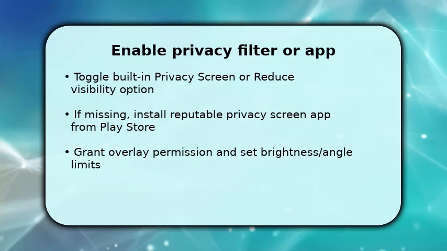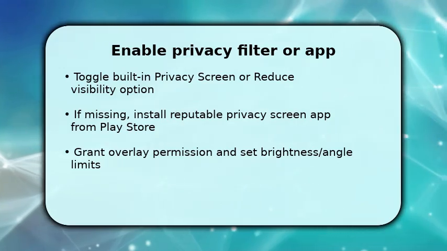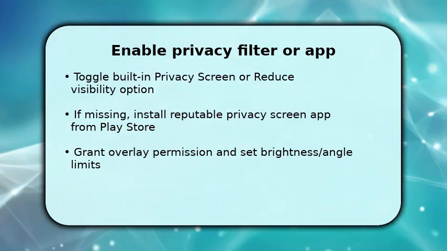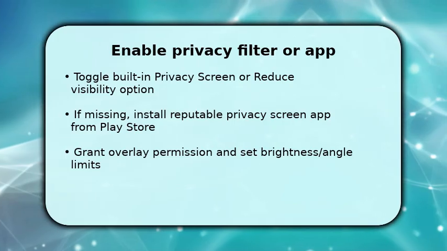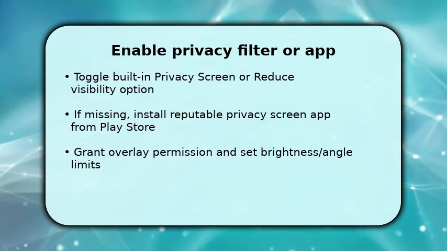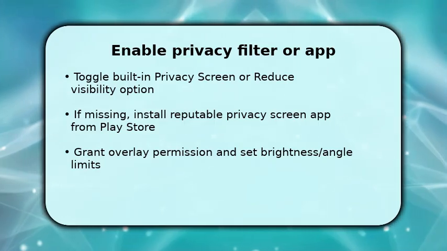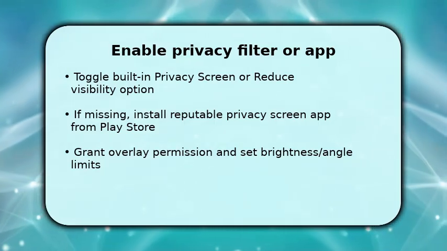If there's no built-in option, pick a well-rated privacy filter app from Play Store, install it, and grant overlay permission so it can draw over other apps. Then adjust strength, scope, and brightness. Make sure the filter doesn't block essential status icons or touch gestures as you refine it.